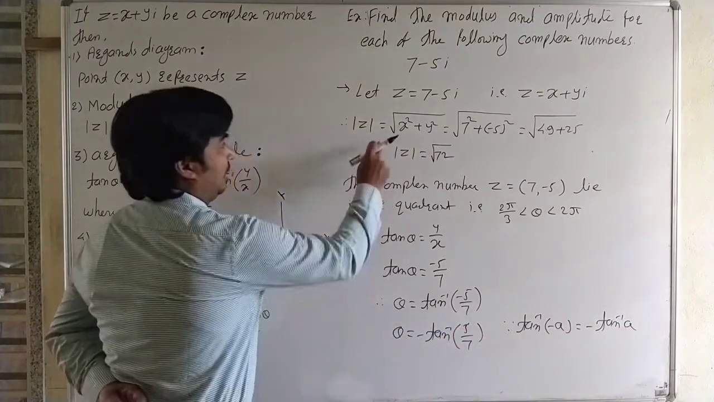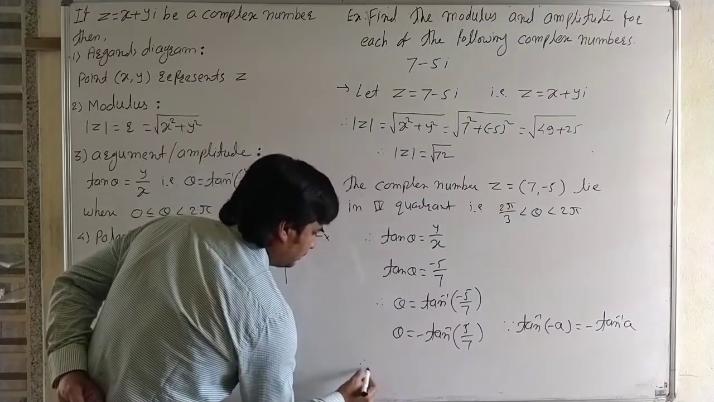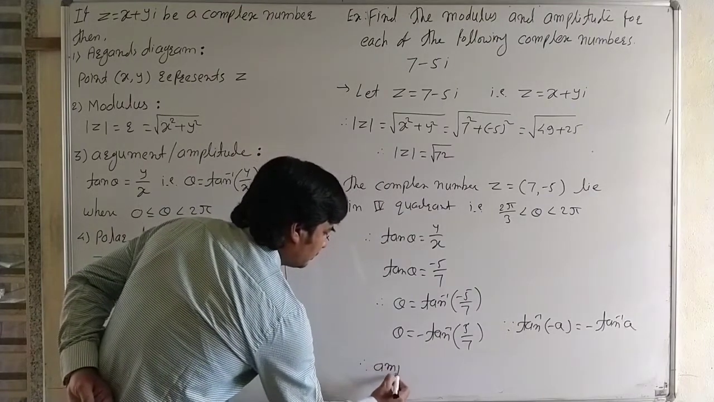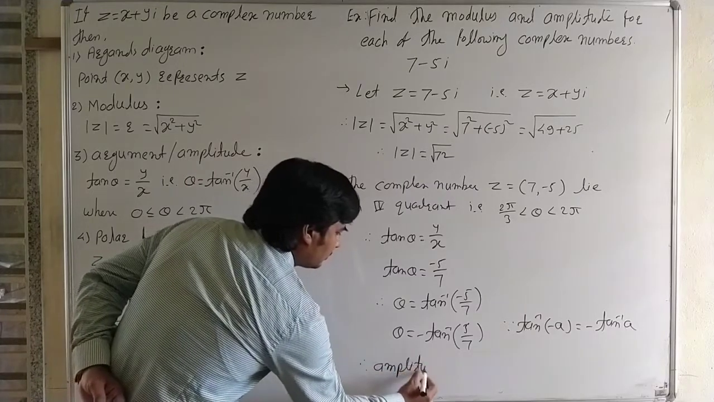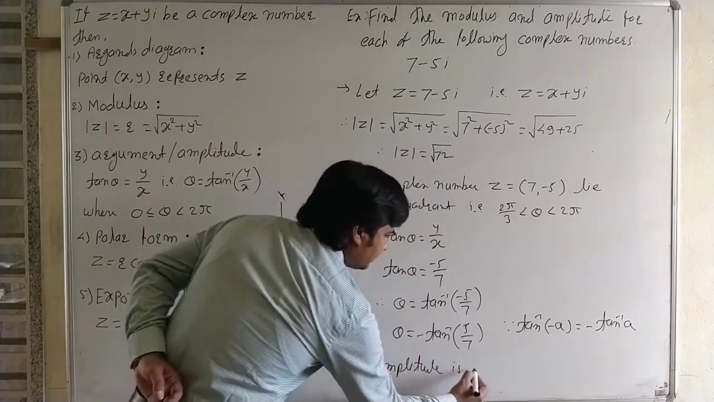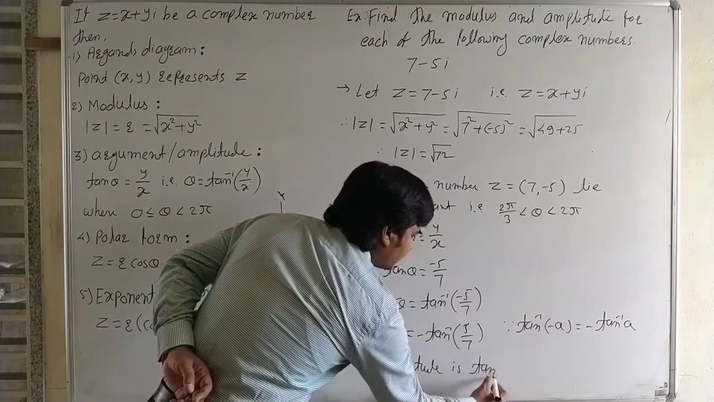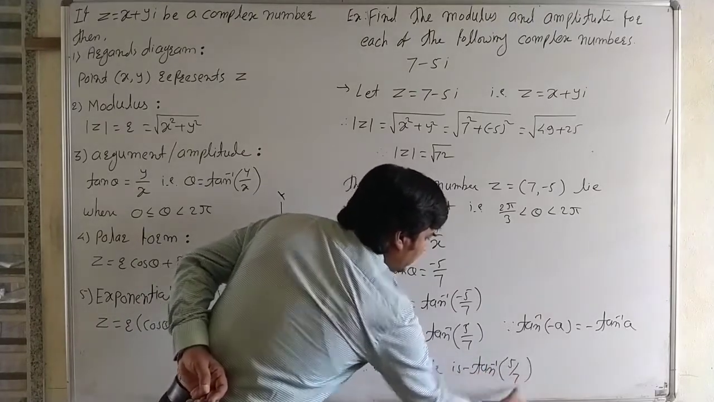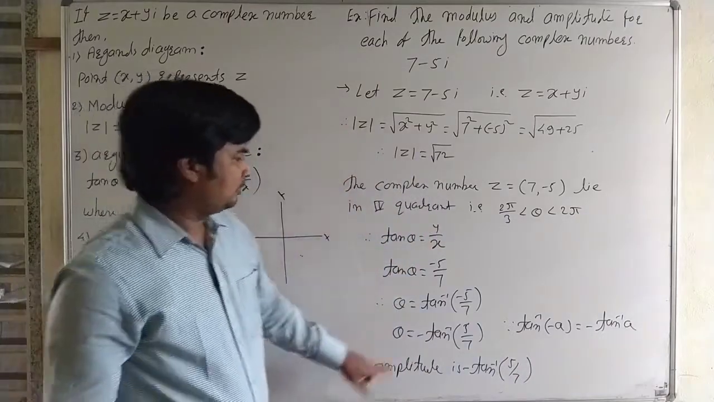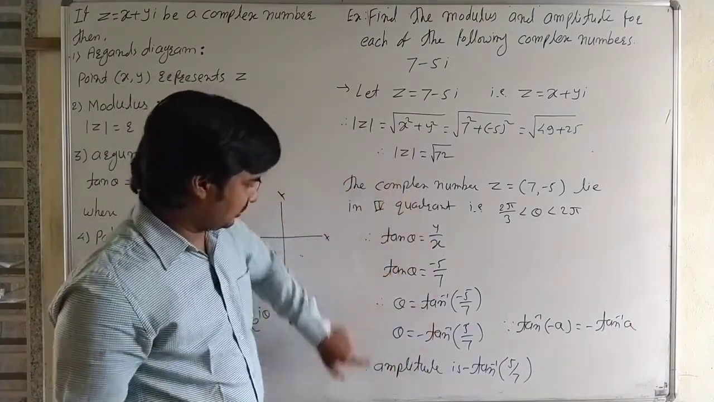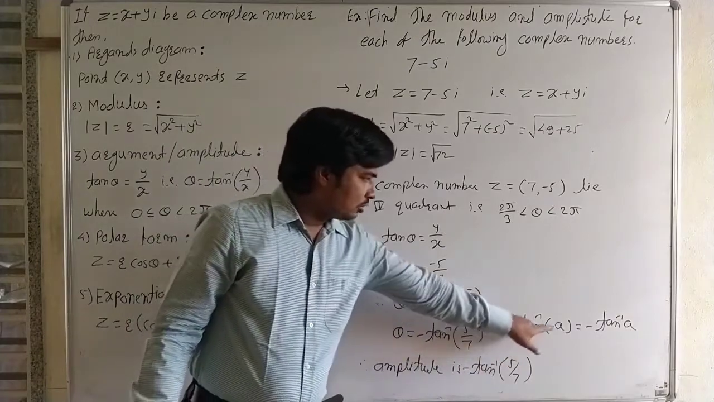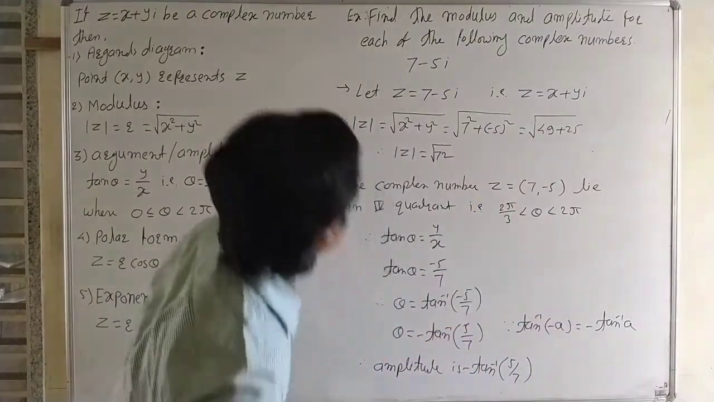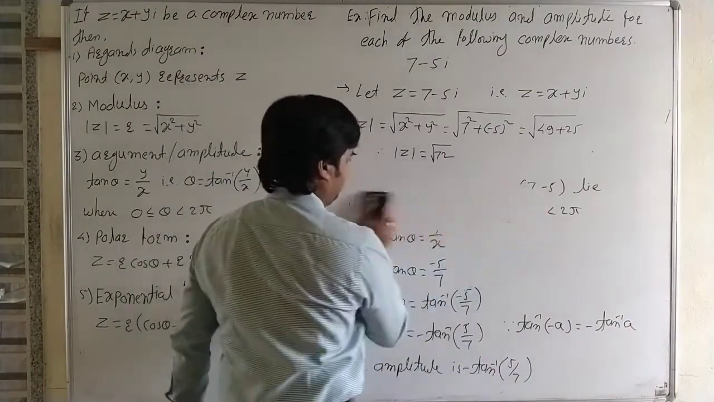Therefore it is the modulus and argument. Amplitude is minus tan inverse of 5 by 7. See carefully, here we use the formula tan inverse of minus a is equal to minus tan inverse of a. Okay, now we see the next example.